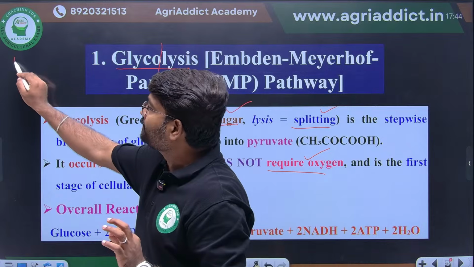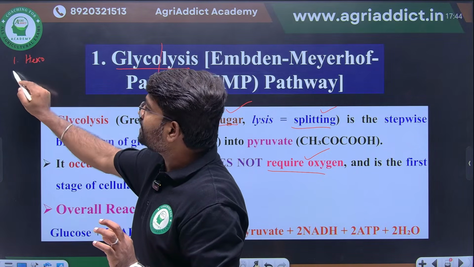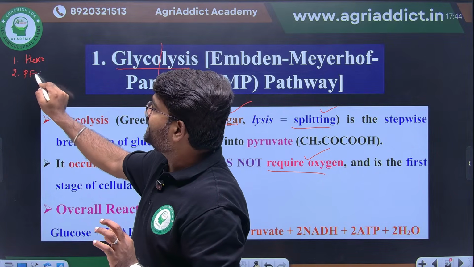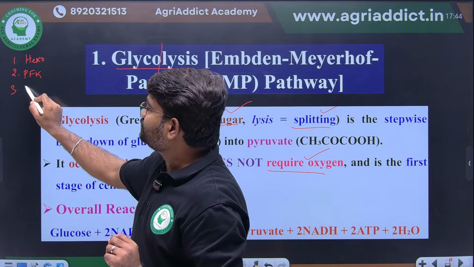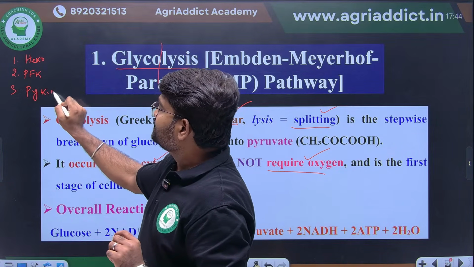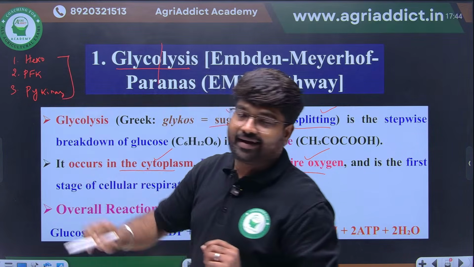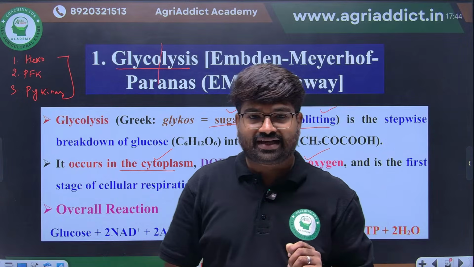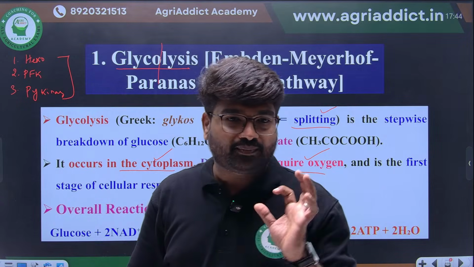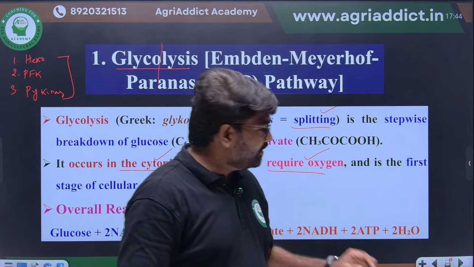You just remember hexokinase, phosphofructokinase, and the third most important thing is pyruvate kinase. These are the key regulatory enzymes in glycolysis, and these 3 are the irreversible steps in glycolysis. Okay, now we are going to see.